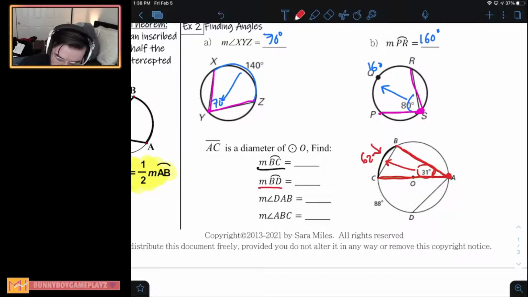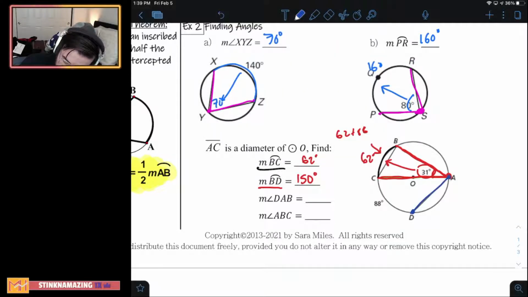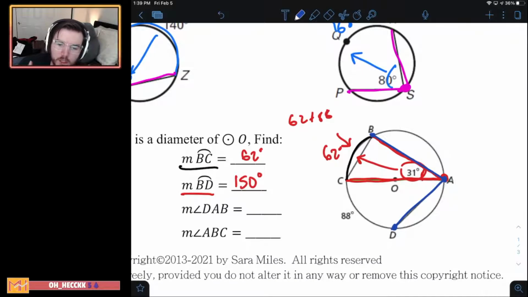What about the measure of the arc BD? Well, B to D is a combination of BC and CD. They told us CD. So BD is a combination of the two. That's 62 plus 88 is 150. Okay, now we want angle DAB. I know I'm doing all of these, but honestly, I think the visualization is a little more difficult for these, so I just want you to see them as opposed to stressing, okay?